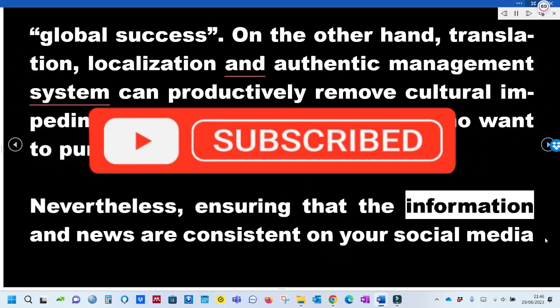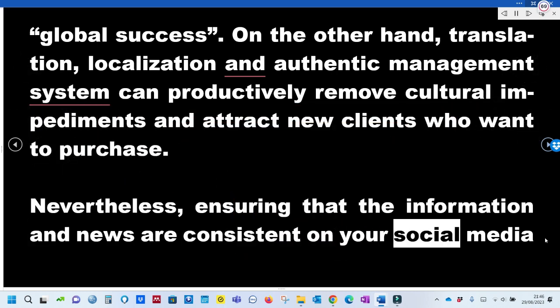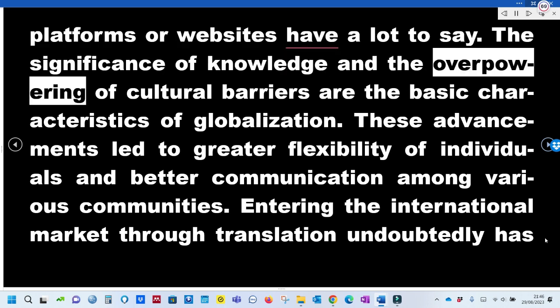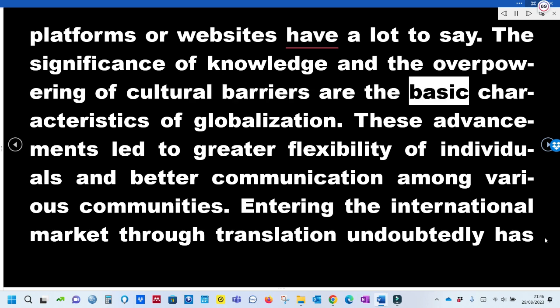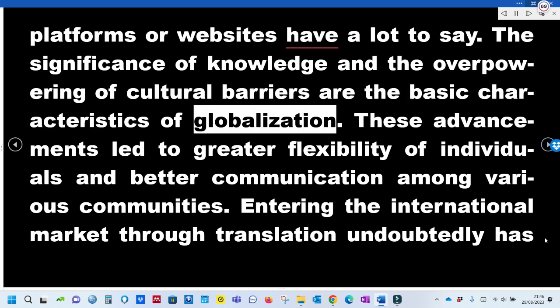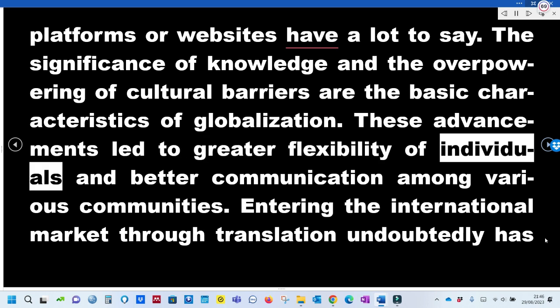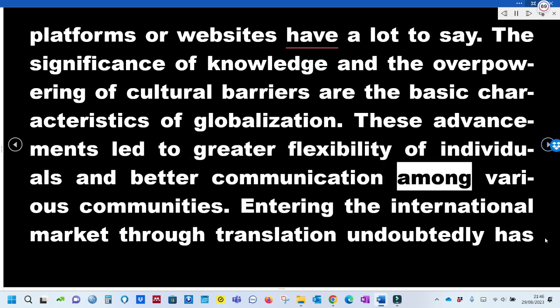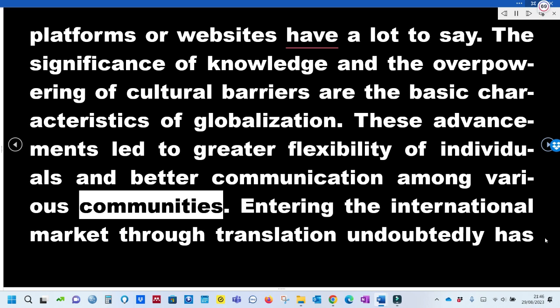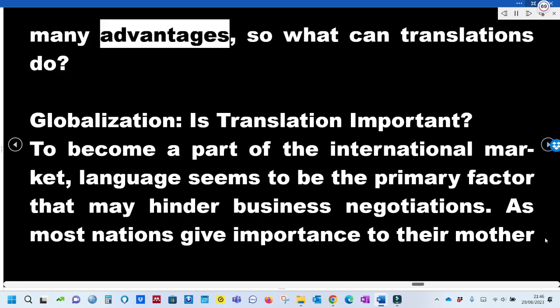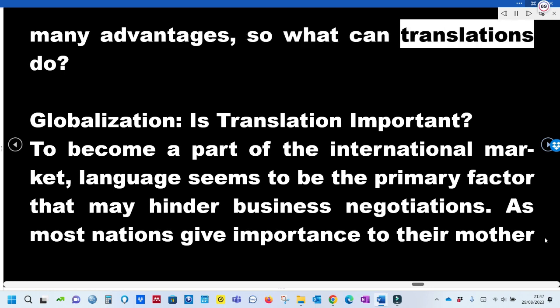Nevertheless, ensuring that the information and news are consistent on your social media platforms or websites has a lot to say. The significance of knowledge and the overpowering of cultural barriers are the basic characteristics of globalization. These advancements led to greater flexibility of individuals and better communication among various communities. Entering the international market through translation undoubtedly has many advantages, so what can translation do?